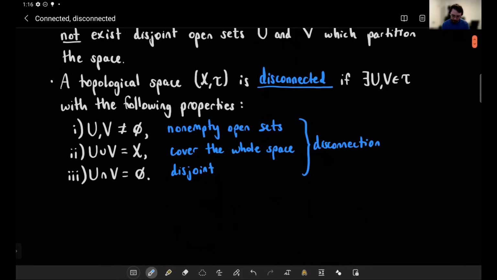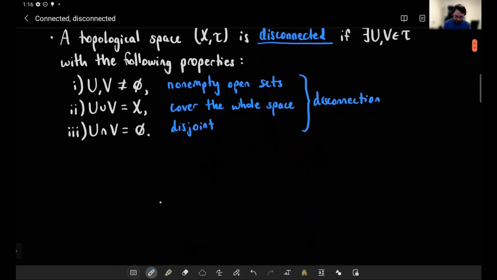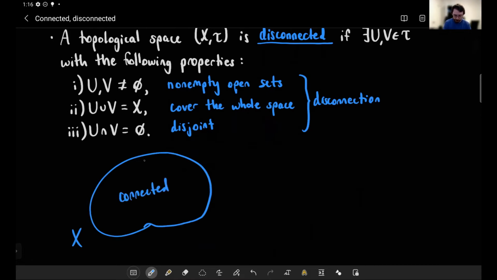So pictorially, what's happening is a space like this, that's your X, that would be connected, because you certainly can't split it in half into two open sets, right? You could split it so that one half was open, one half was closed, but that's not sufficient. You need two open sets.